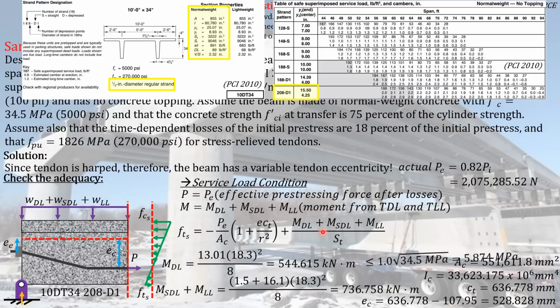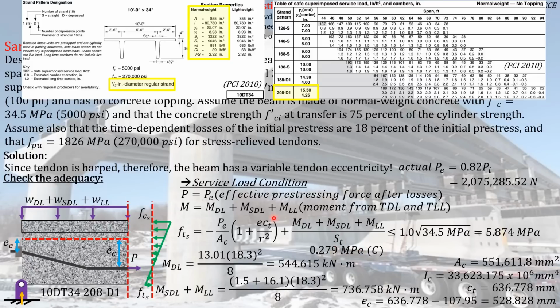So again, according to the code, we already computed this a while ago. The maximum tensile stress that can be experienced by the concrete element at service load condition must not exceed this stress here. This is specified in the code. So substituting all of the required values here, you can see that the stress acting on the bottom fiber of the concrete element that we are designing is equal to 0.279 megapascal, which is actually a compressive stress.